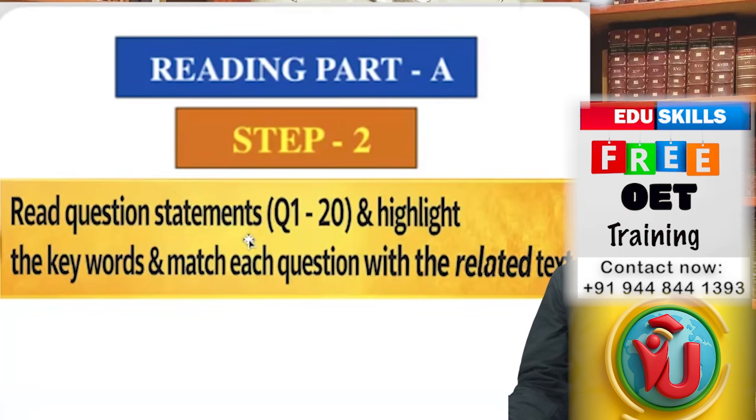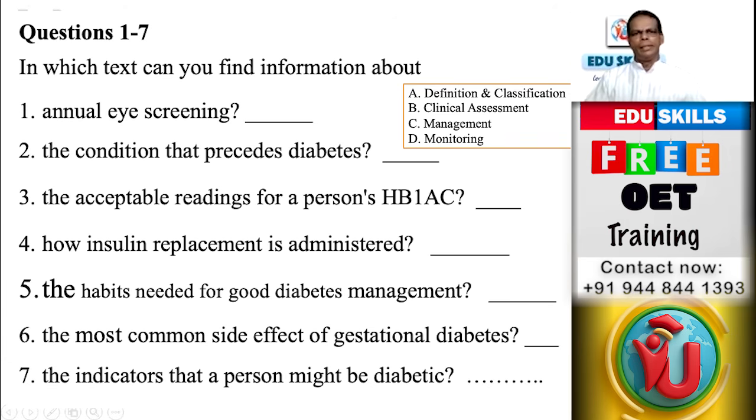Step 2: read question statements 1 to 20, highlight the keywords and match each question with the related text. Without reading anything, let's see how you can work it out. Now let's see, these are questions 1 to 7. The first one is description or definition, A. B is clinical assessment. C, management. D, monitoring. So how do you think?